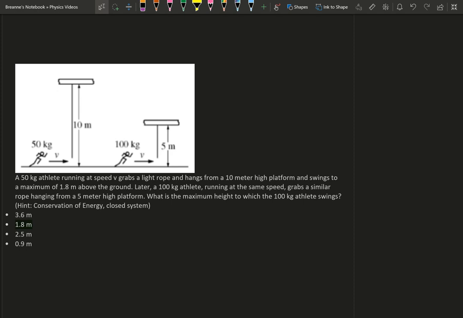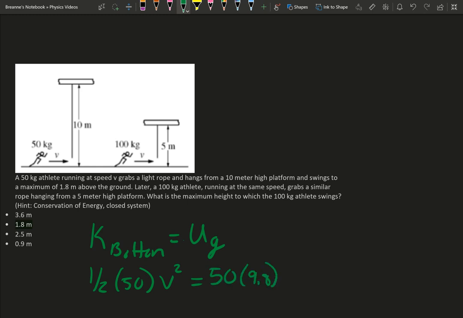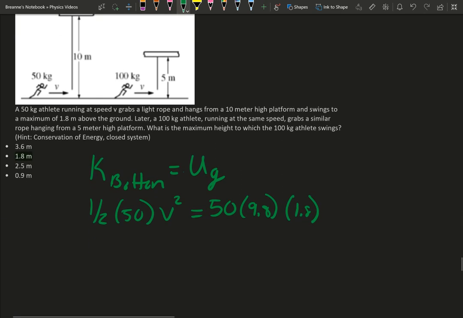So your velocities are the same. So you have to think about, so let's focus on this one right here. So if we have our kinetic at the bottom equals our potential at the top. So we have 1/2 times 5 times v squared equals 5 times 9.8 times the height, and it says it does a maximum of 1.8. So we can figure out the velocity.